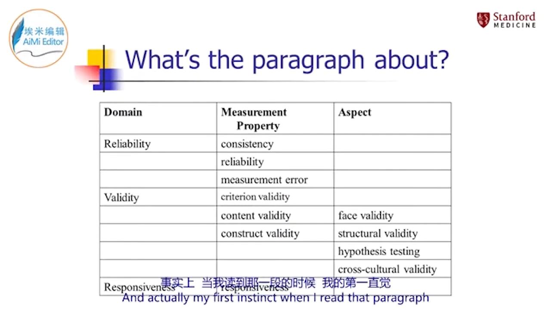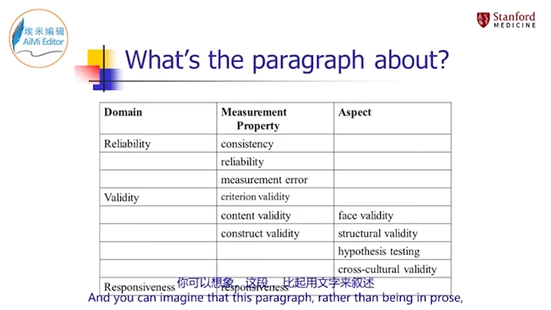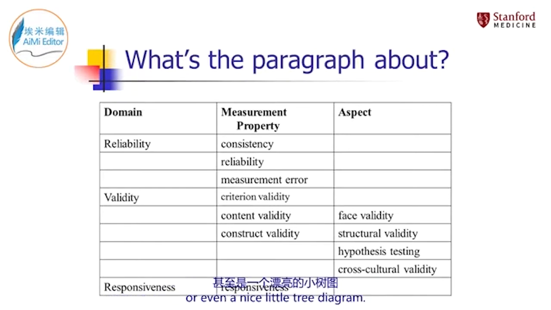And actually, my first instinct when I read that paragraph was to put everything in a table. And you can imagine that this paragraph, rather than being in prose, this information could have actually probably been better presented as a table or even a nice little tree diagram. So there are a lot of instances, and you should be aware of them, watch out for them, where it might be better to put something in a figure rather than to put it in prose. It just lends itself better to a figure.